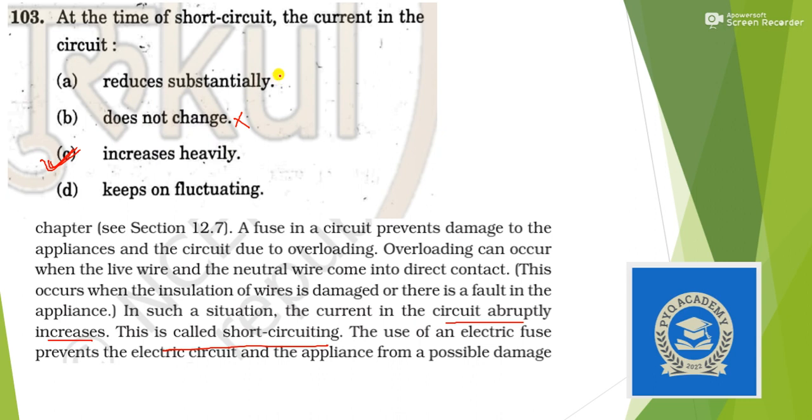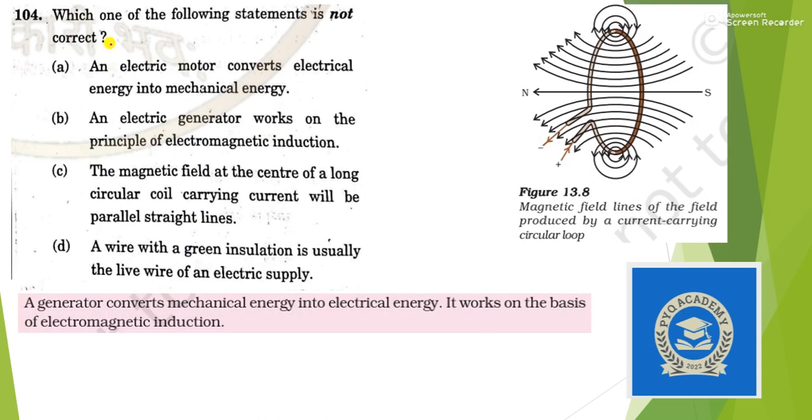If there is a reduction in current, then no chance. Now it depends on the fluctuation. You may have doubt within this, but this is the correct one. Okay, next, which one of the following statements is not correct?